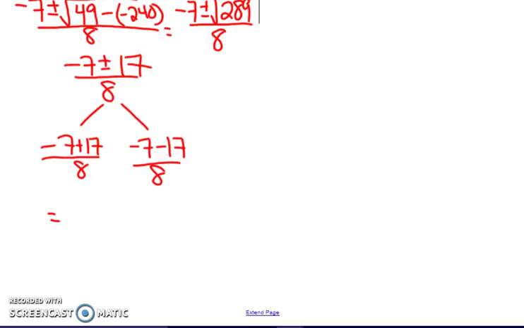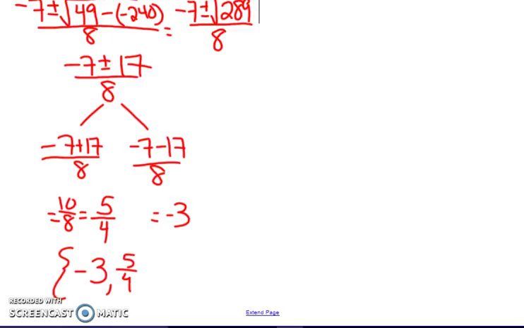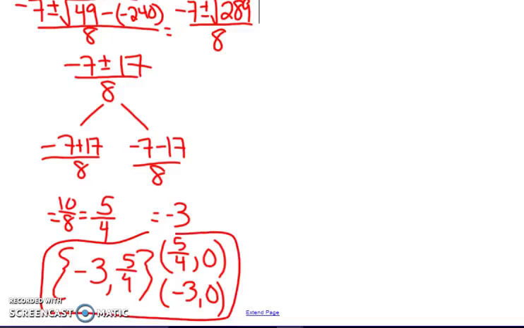On this side, we end up with 10 over 8, but we always want to simplify our fractions, so we actually get 5 over 4. And on the other side, we end up with negative 3. So our answer would be negative 3 and 5 over 4. Because it asked for the x-intercepts, the other way you could write your answer is as points. Since it's an x-intercept, these are our x values and our y is 0. We would have (5 over 4, 0) and (negative 3, 0). Either of those answers is acceptable.